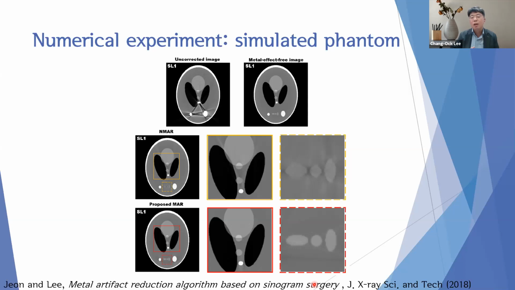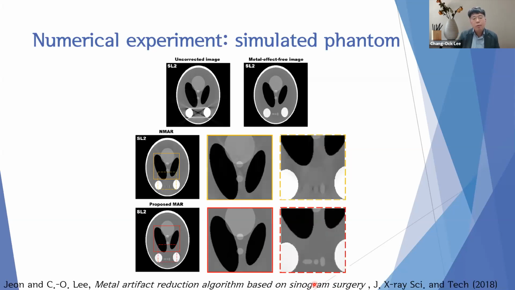The NMAR method is just a normalized interpolation method, and the result is exactly not in the sinogram space. But in our case, we repeated the average fill-in process and the sinogram surgery process, and we have the convergence results. That means our result is very close to something which is in the sinogram space.